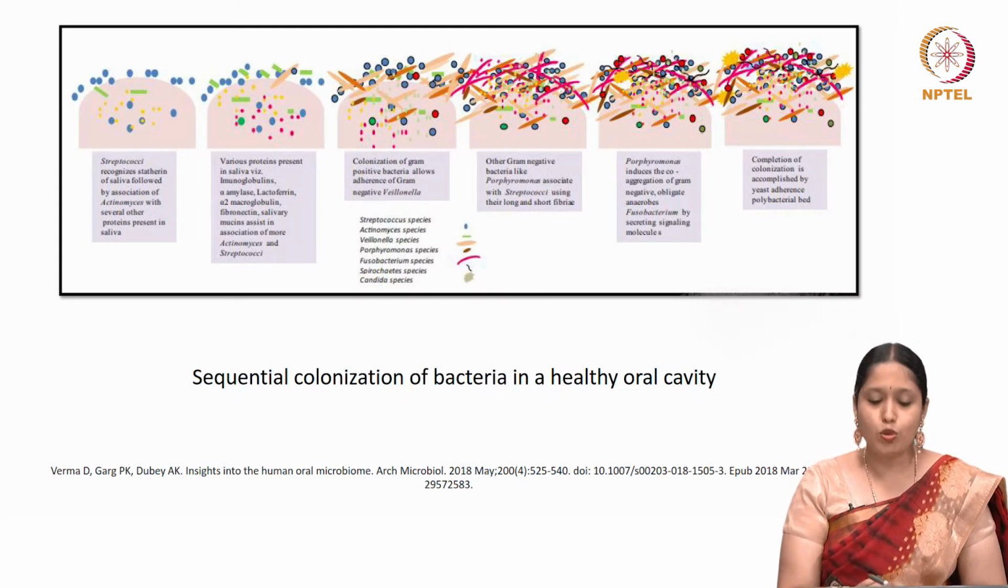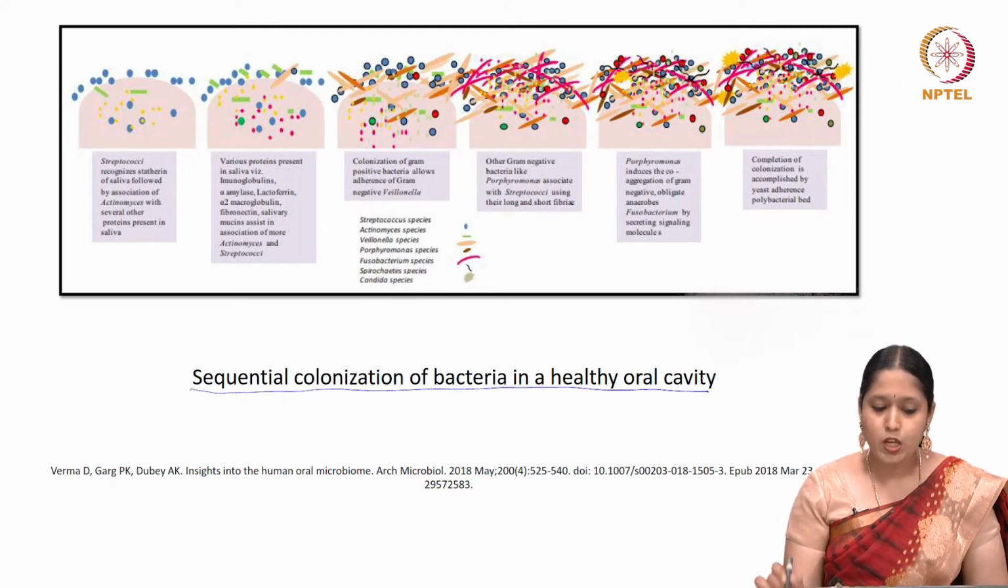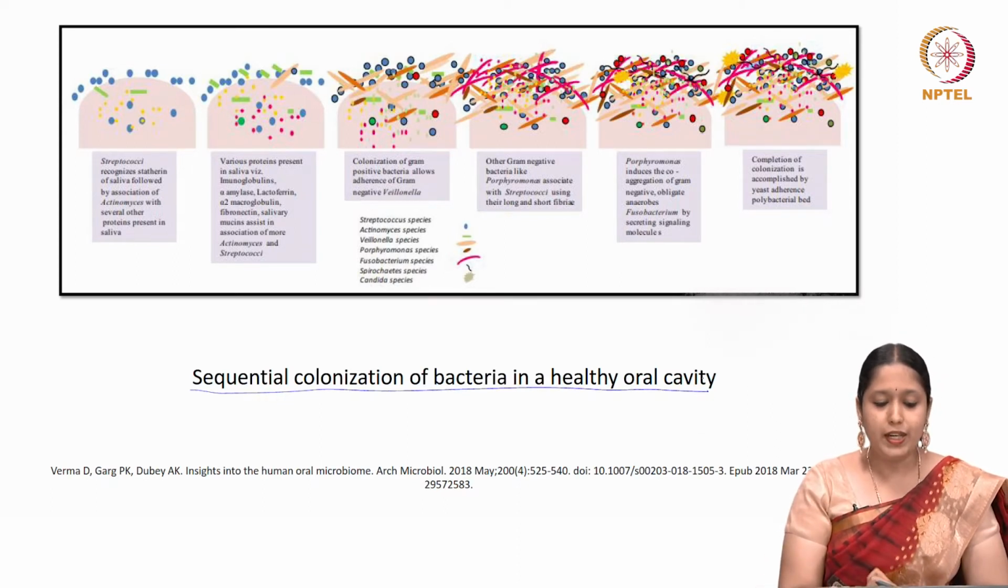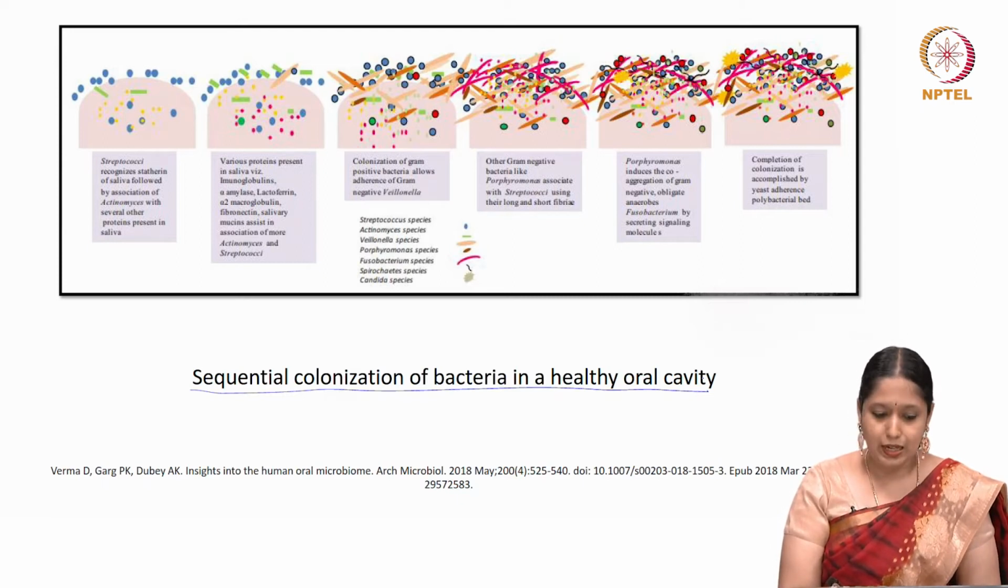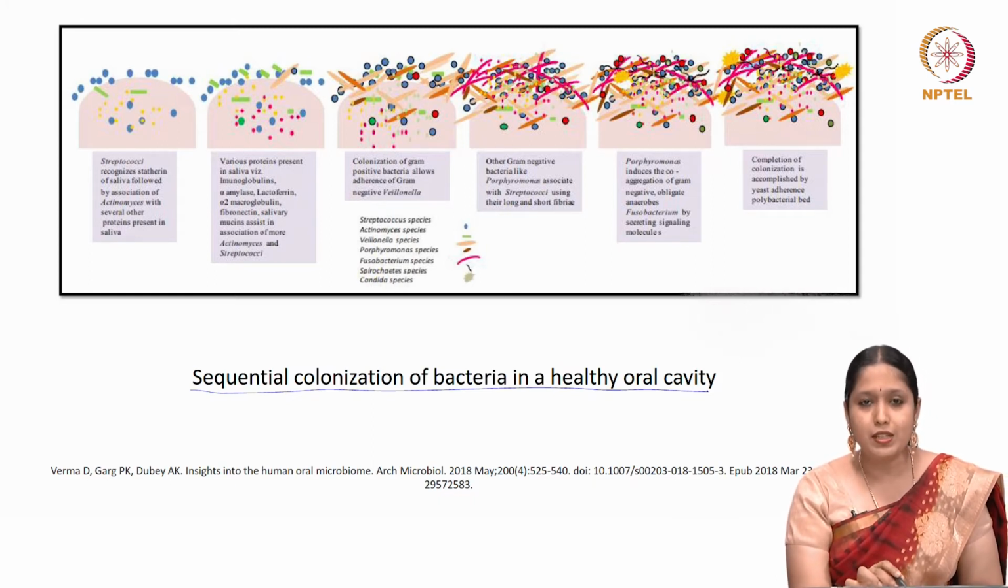This picture shows the sequential colonization of bacteria in a healthy oral cavity. Initially, Streptococci will recognize statherin, which is present in saliva, followed by association of Actinomyces with several other proteins present in the saliva. So the initial colonizers are Streptococci, and later on Actinomyces will come, and various proteins present in the saliva apart from statherin, like immunoglobulins, alpha amylase, lactoferrin, alpha-2 macroglobulin, fibronectin and salivary mucins, also assist in association of more Actinomyces and Streptococci.